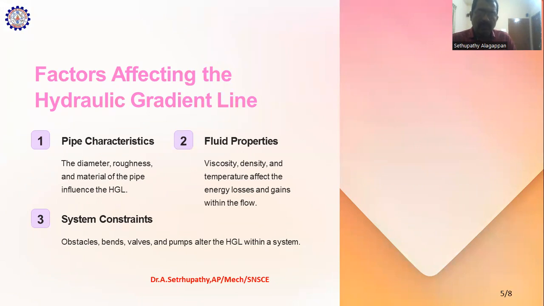The second one is fluid properties, that is, which type of fluid we are using in the system. Viscosity, density, and temperature affect the energy losses and gains within the flow. The third one is system constraints. Obstacles, bends, valves, and pumps alter the HGL within a system. These are the three major factors affecting the hydraulic gradient line.